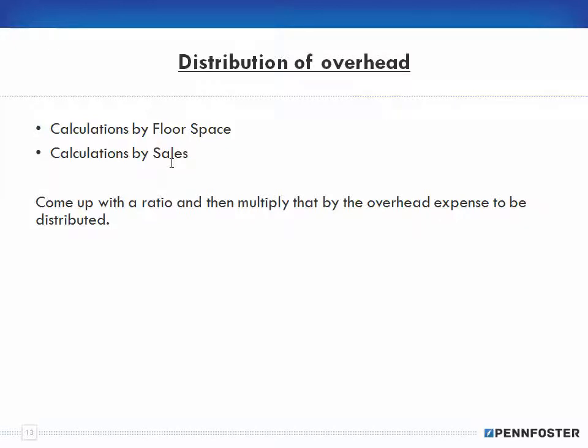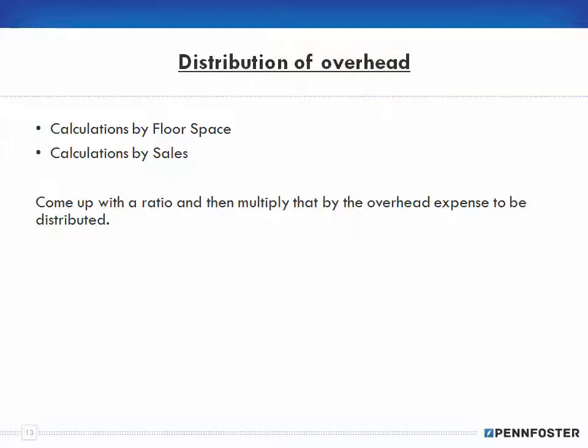And now we're going to talk about distribution of overhead. First of all, what's overhead? Overhead is things like your lighting, electricity, however you spell electricity, whatever. It's those things that are not directly related to the cost of the inventory.